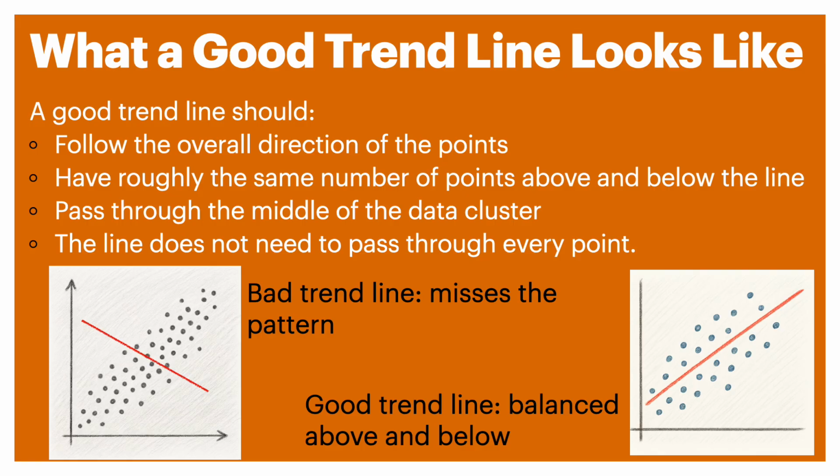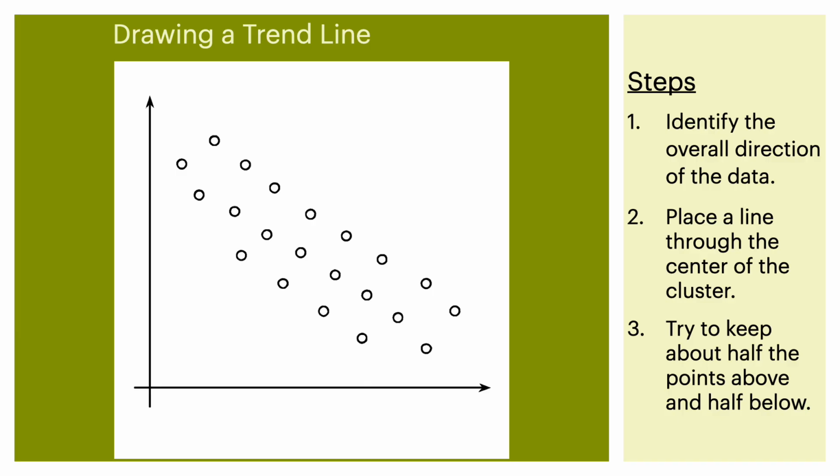So what are the steps to drawing a trend line? Well, the first thing that we want to do is identify the overall direction of the data. And this scatter plot we have here is a negative association, and so we want a trend line that's going to be negative. The second thing that we want to do is place a line through the center of the cluster, trying to keep about half the points above and half below.